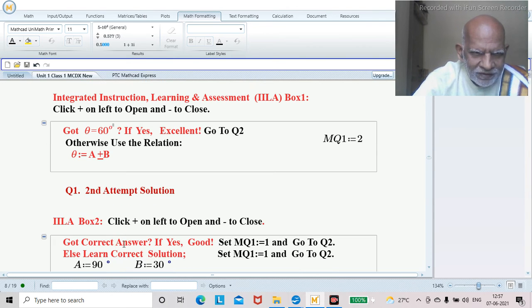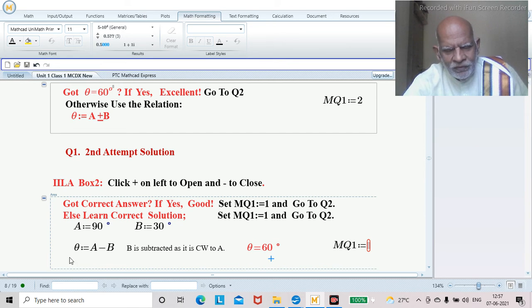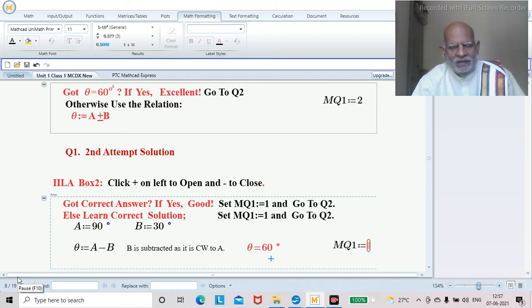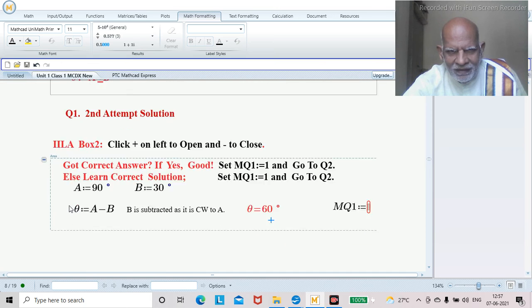So here is the box. You put the solution. If you get 60, very good. Otherwise, it will show you how it went. So here you said a is equal to 90, b is equal to 90, theta is equal to a minus b. See, then it will calculate like this. If you don't know, the program explains it to you, but gives you half the points. Once you follow this very carefully, you don't make those mistakes in the next problem.